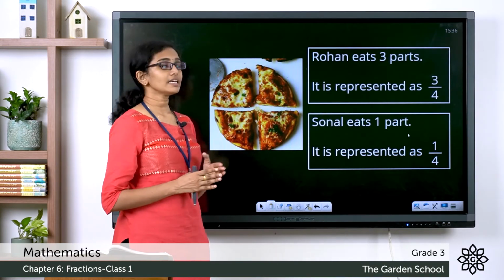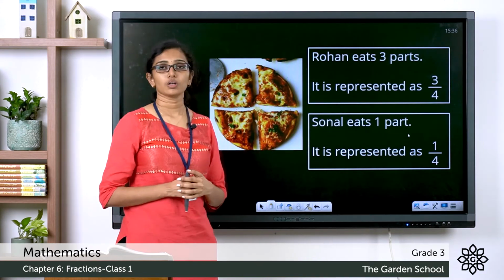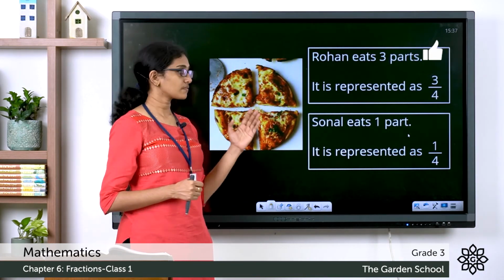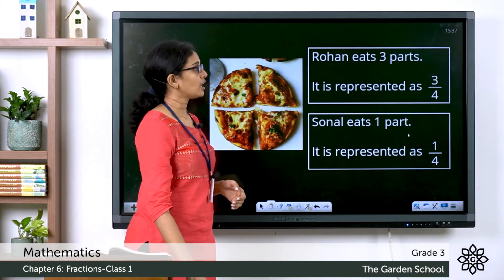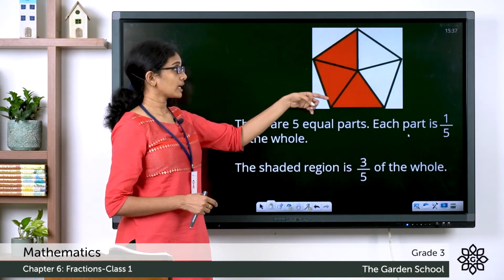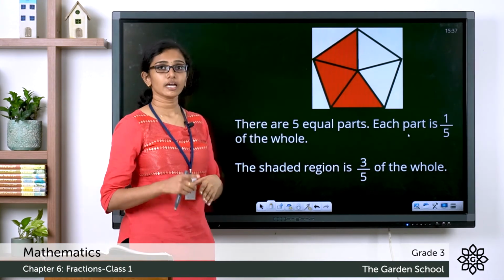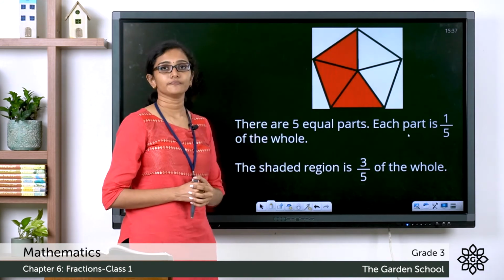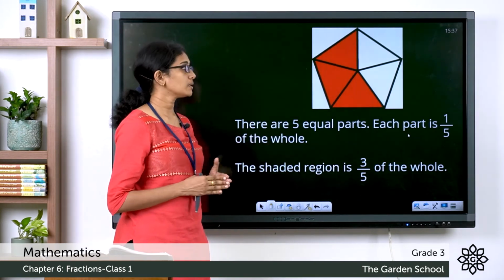Now, Sonal eats 1 part and that would be represented as 1/4, which means 1 part out of total 4 parts. That is the fraction of pizza that Sonal ate. Clear? Now, look at this picture here. You have a pentagon here which is divided into 5 equal parts and each part will be 1/5 of the whole. Clear? And what is the fraction of the colored part here?